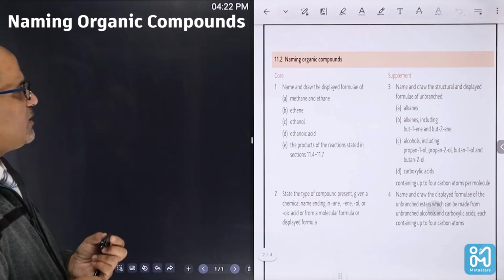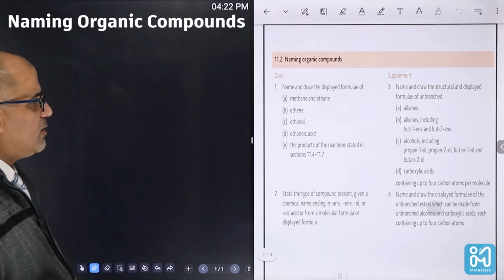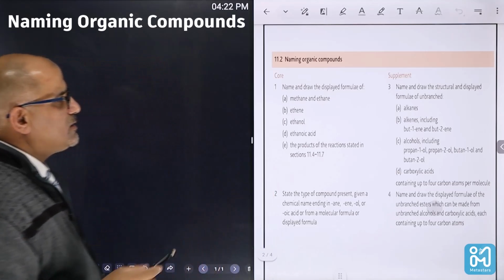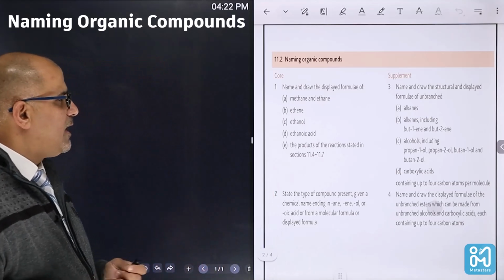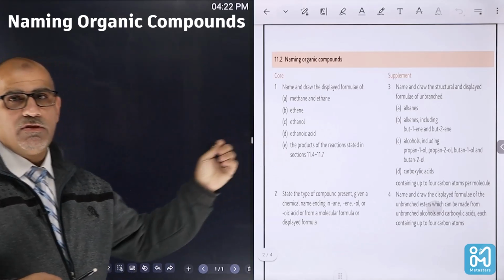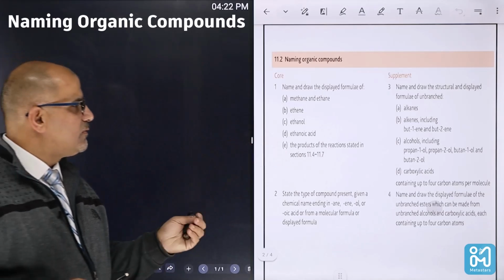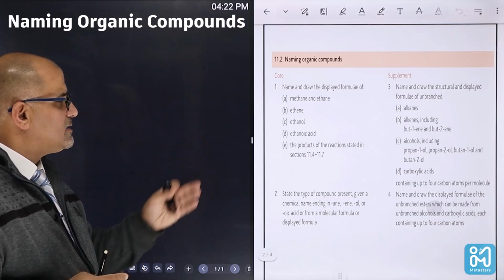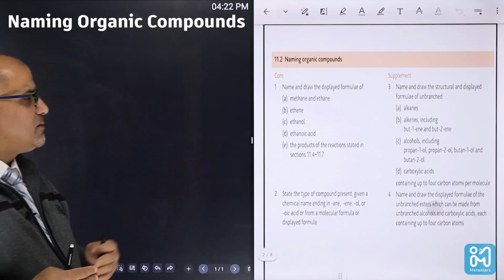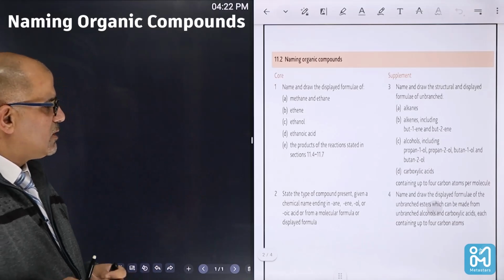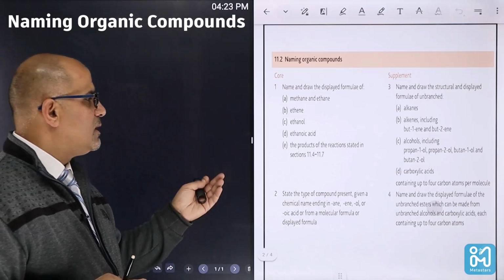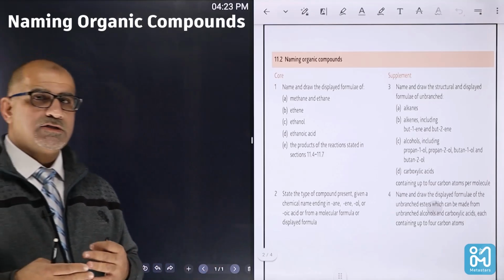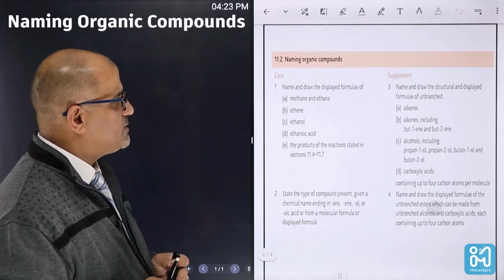The first thing here, we have the points from our syllabus. We will name and draw the displayed formula of methane and ethane from the alkanes, ethanol from the alcohols, ethene from the alkenes, ethanoic acid, and the products of some chemical reactions. That's done in sections 11.4 and 11.7 for the organic substances.